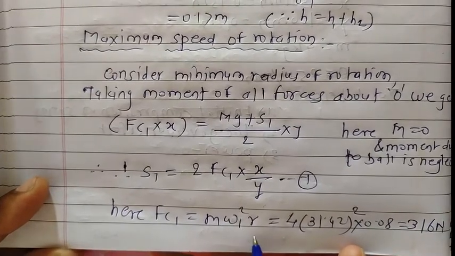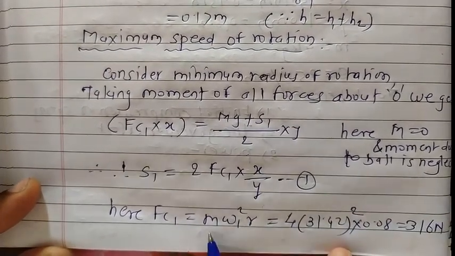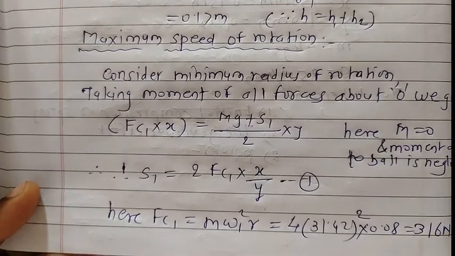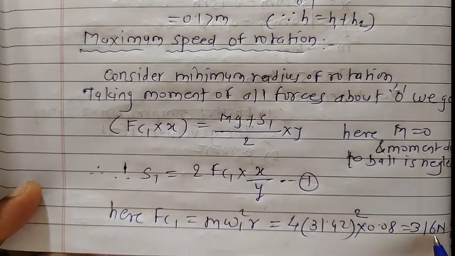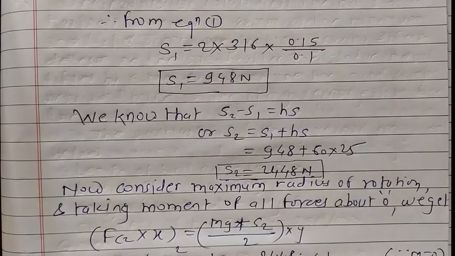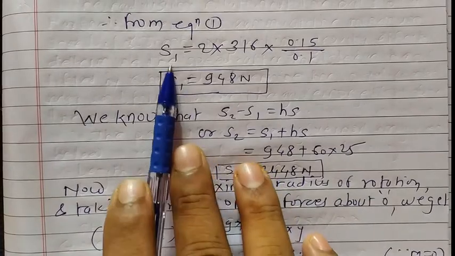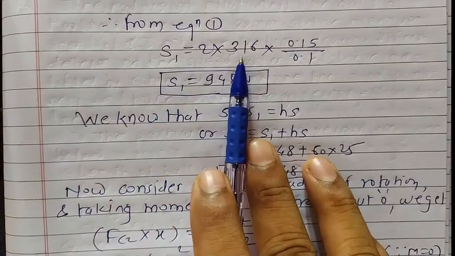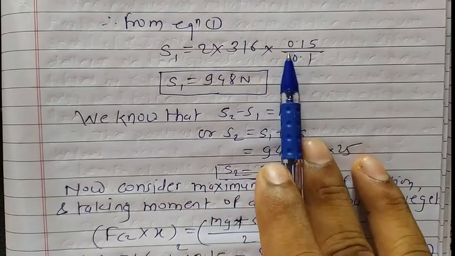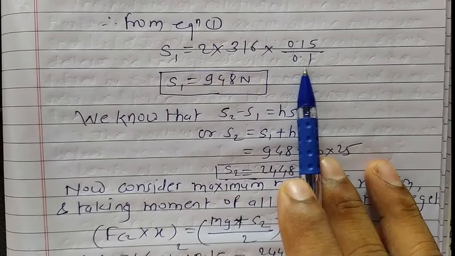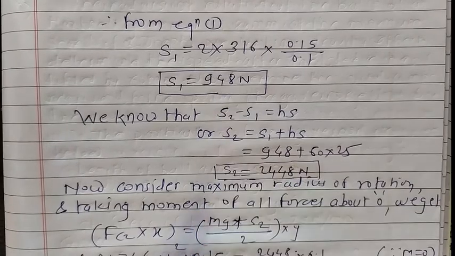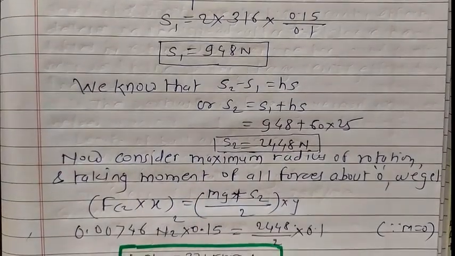Here Fc1 is nothing but m into omega1 squared into r. With the values for omega, mass and radius, we can get 316 Newton for Fc1. Just substitute that Fc1 into this relation, from equation number 1, to get the value of S1. S1 equals 2 into 316 multiplied by x and y values, 0.15 divided by 0.1. We can get S1 equals 948 Newton.